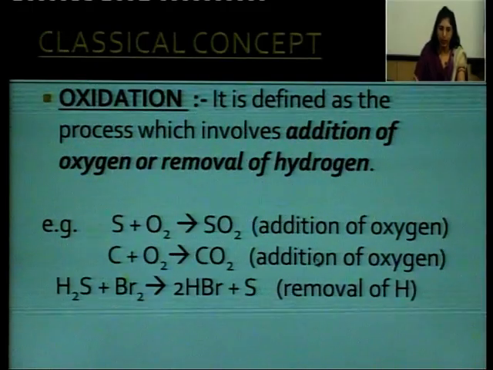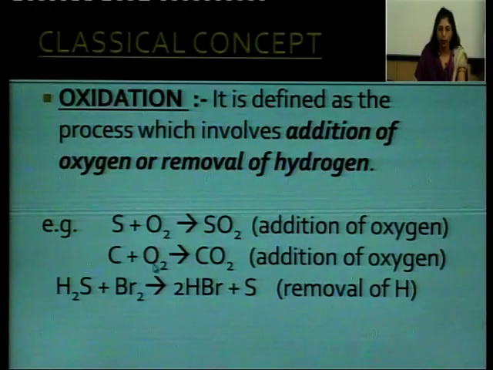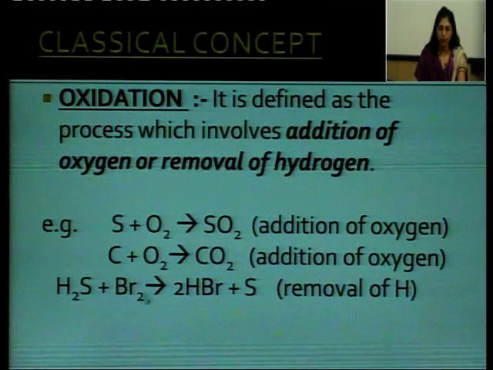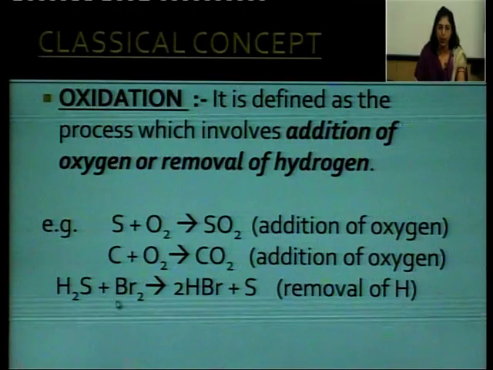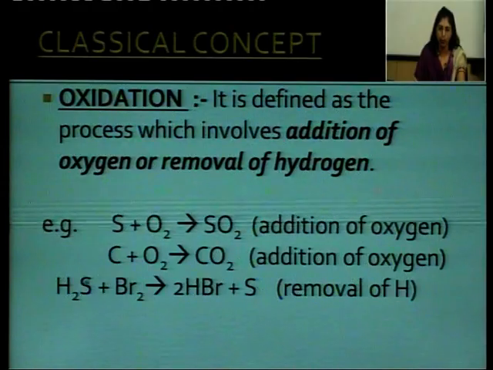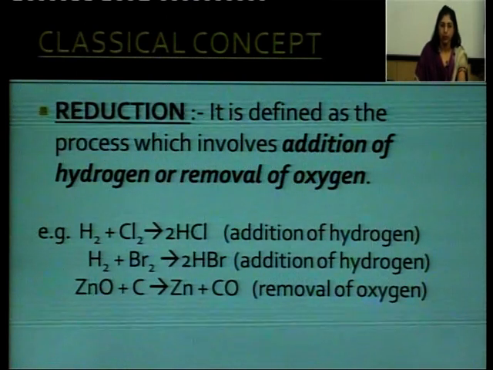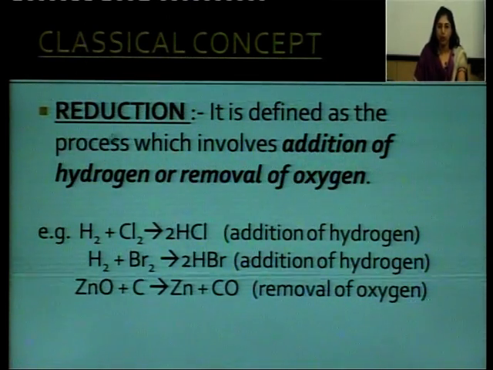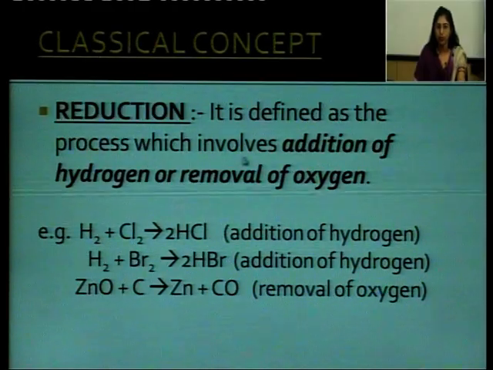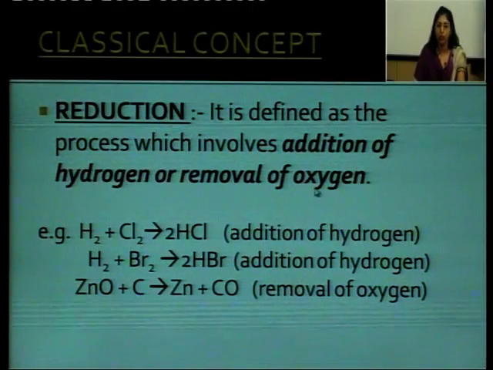In the first two processes, O2 acts as an oxidizing agent because it provides oxygen for its addition, and in the third reaction Br2 behaves as an oxidizing agent because it helps to remove hydrogen from sulfur. Now, what is reduction according to the classical concept? It is defined as a process which involves addition of hydrogen or removal of oxygen.